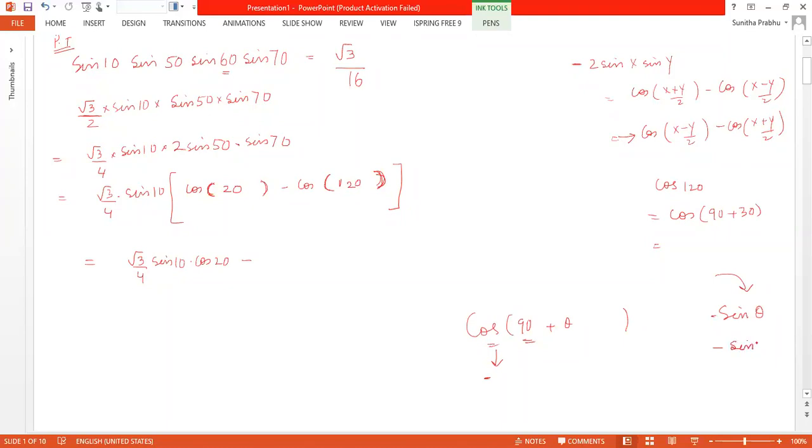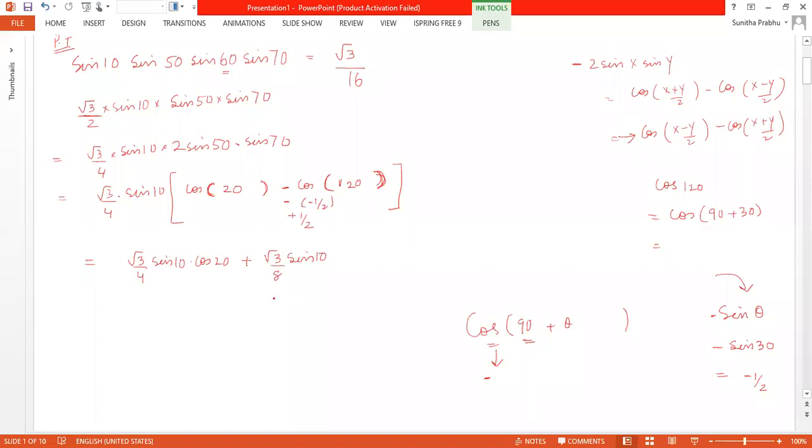What is minus sine 30? Minus 1 by 2. Minus of minus is there, so what will it be? Plus 1 by 2. So this we have converted into minus of minus half, which is nothing but plus half. When you multiply it, you are getting root 3 by 8 sine 10.